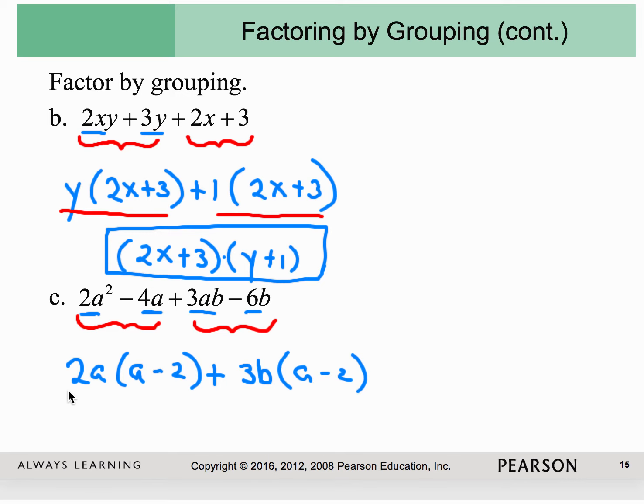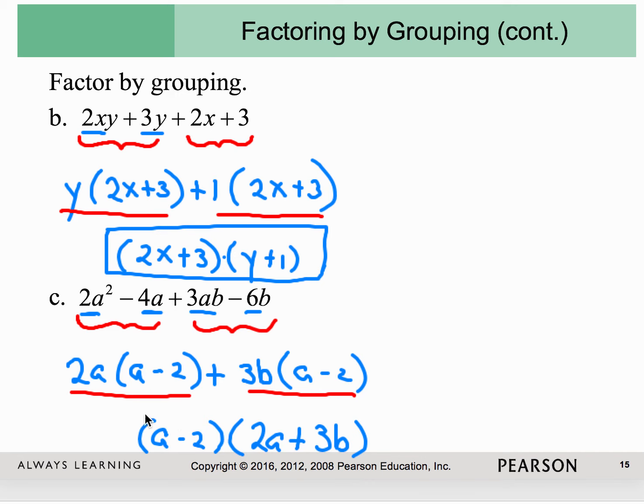Well, here we are again with two terms. What do they have in common? The A minus 2. And then what's left, if you factor out the A minus 2 from each term? 2A plus 3B.